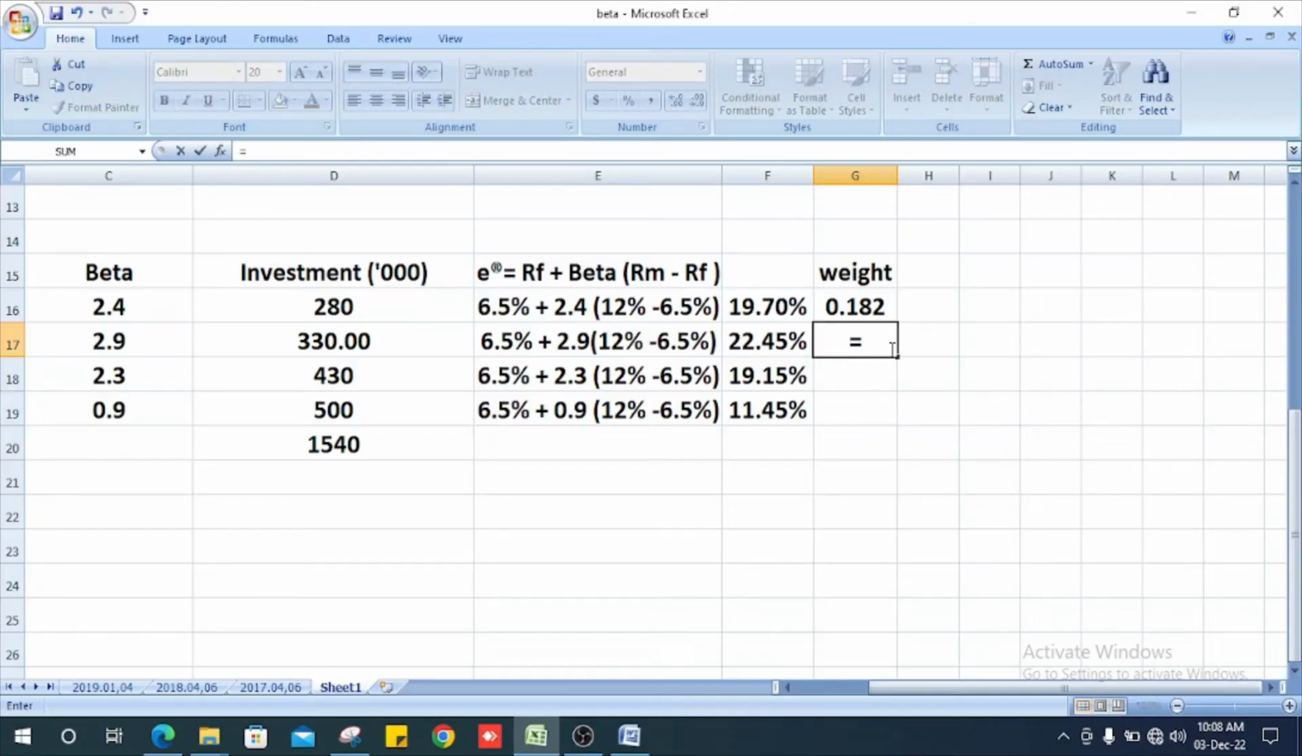Likewise, we get the other values: 330 divided by 1540, again 430 divided by 1540, 500 divided by again 1540. So this is the weight column.